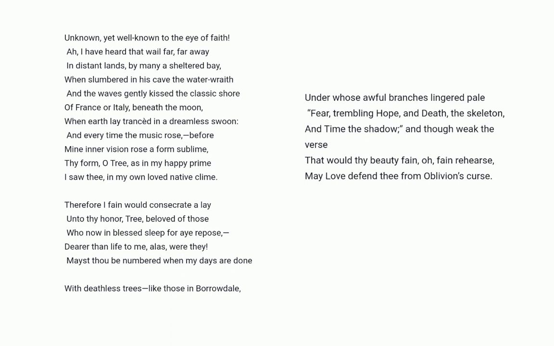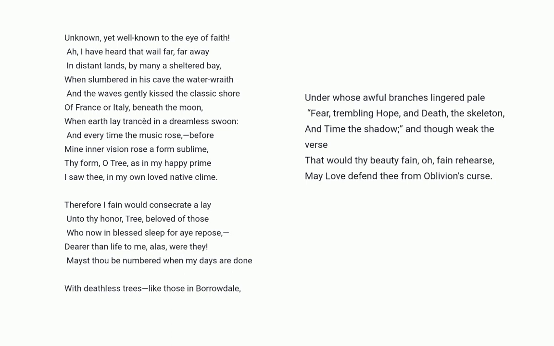So unknown yet well known to the eye of faith, I have heard that wail far, far away in distant lands, by many a sheltered bay, when slumbered in his cave the water wraith and the waves gently kissed the classic shore of France or Italy, beneath the moon, when earthly tranced in a dreamless swoon, and every time the music rose, before mine inner vision rose a form sublime, thy form, O tree, as in my happy prime I see thee in my own loved native clime.